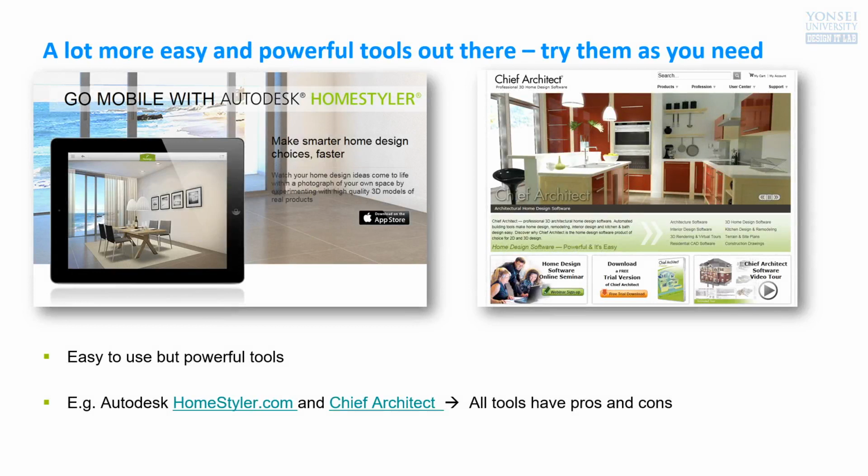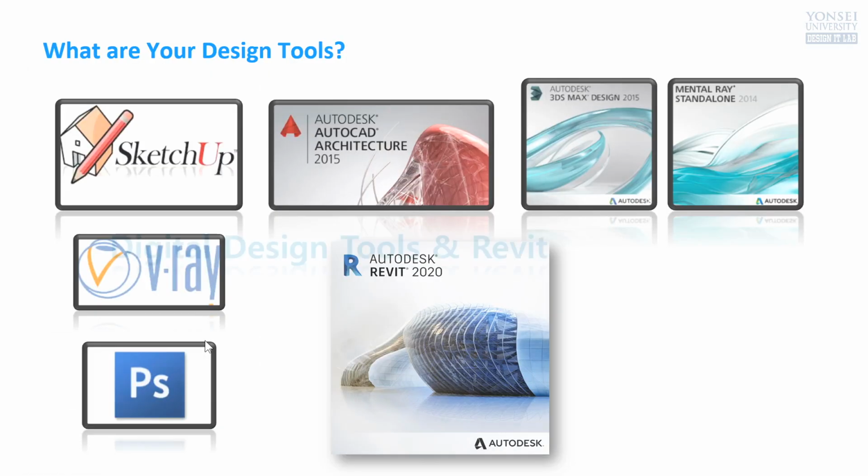At chiefarchitect.com, you can download a trial version of Chief Architect. Chief Architect is totally a building information modeling based tool. It's not a web-based tool. You need to download the application as a trial version and you can try it. Anyway, my point is there are many tools. If you think SketchUp is the most effective tool, you can use it, okay?